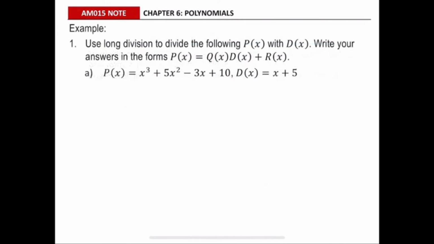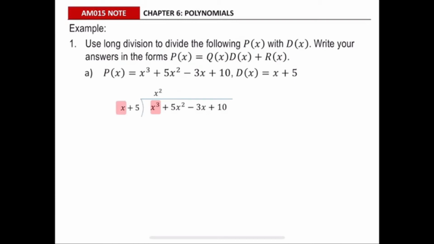In this example, we want to divide p of x by d of x. So put d of x on the outside and p of x on the inside. To do the long division, we follow three steps, which are divide, multiply, and subtract. First, we divide x cubed by x, and we get x squared.